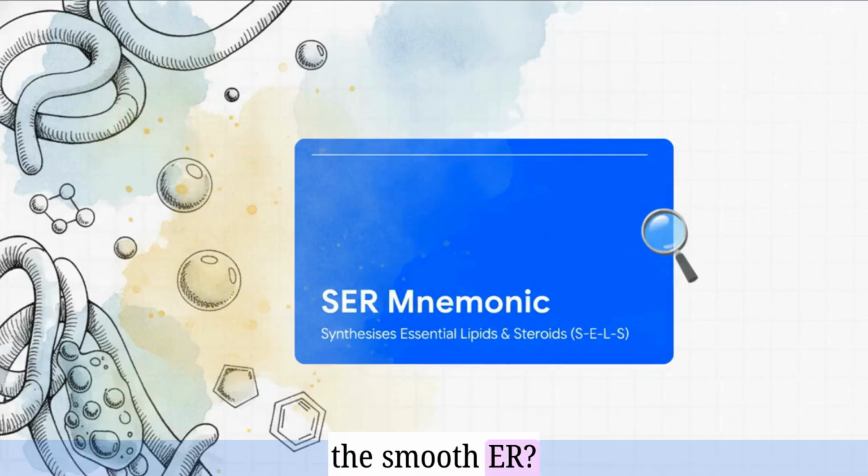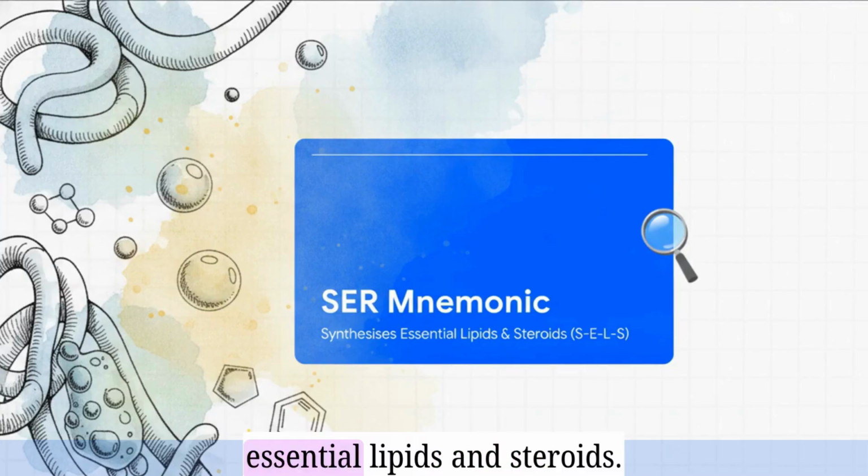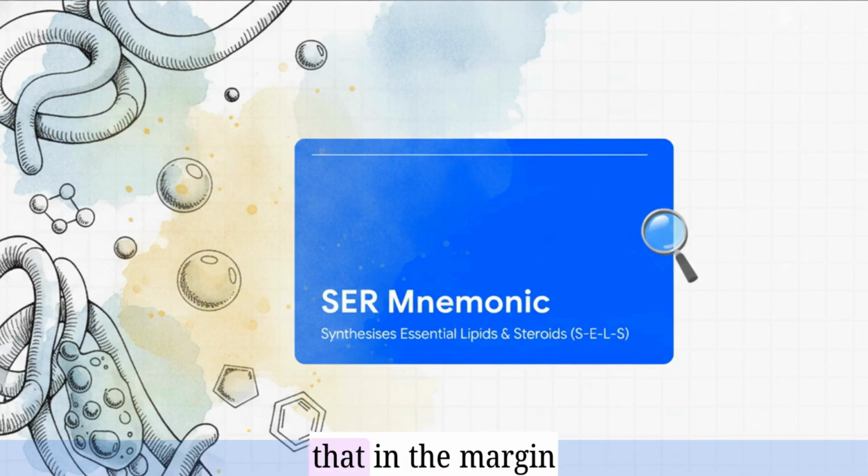And what about the smooth ER? Well, for the smooth endoplasmic reticulum, just remember the acronym SELS. It synthesizes essential lipids and steroids. SELS. Just scribble that in the margin of your test paper, and you will literally never mix up those two assembly lines again.